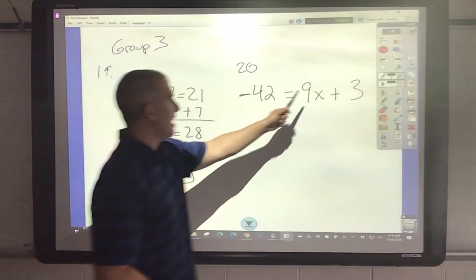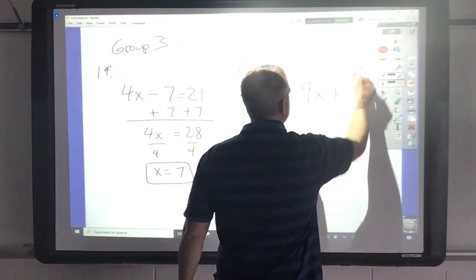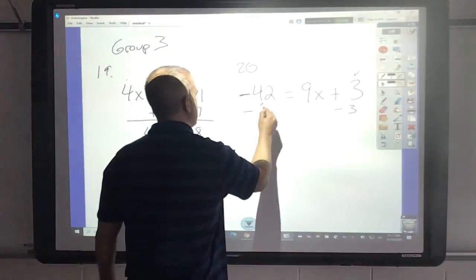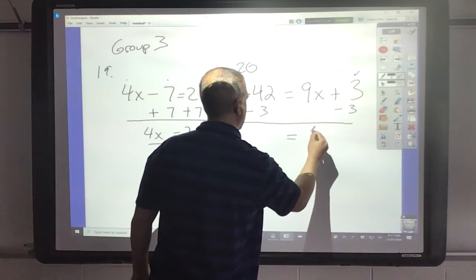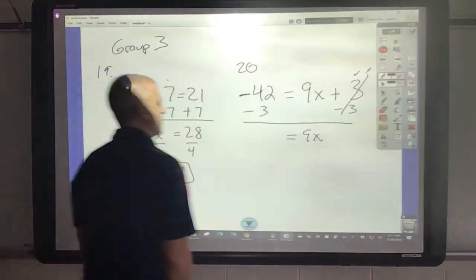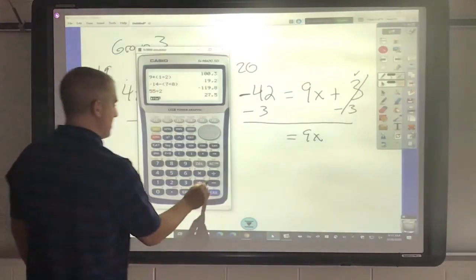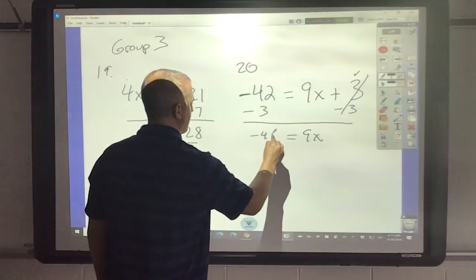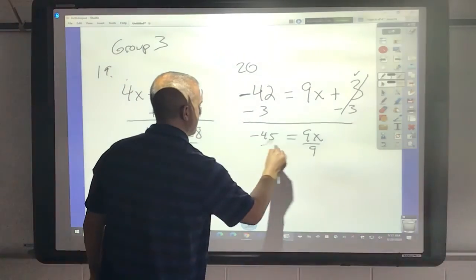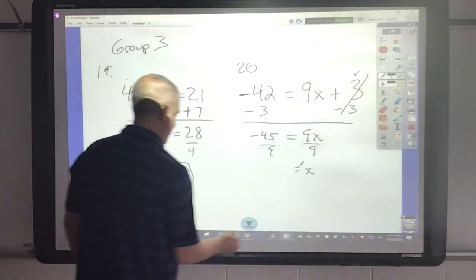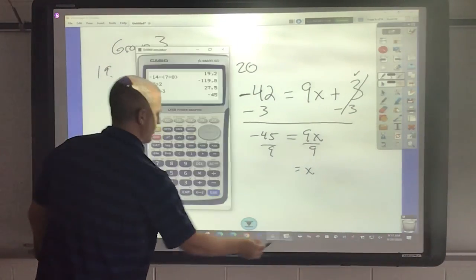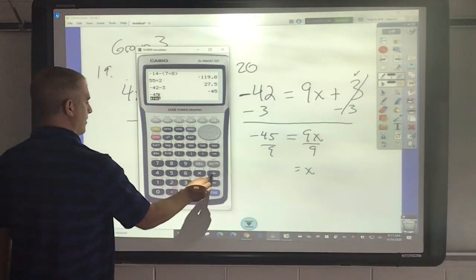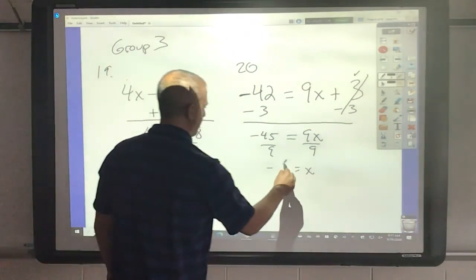So I've got numbers here and here. I would want to move this one first through subtraction. So this goes away there. What I've got is negative 42 minus 3. I might use my calculator for that. That's negative 45. And then I want to divide both sides by 9. And that's going to be negative 5.